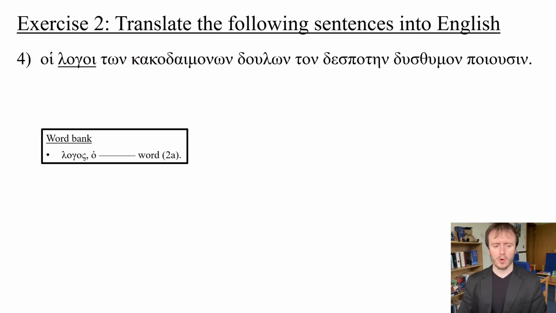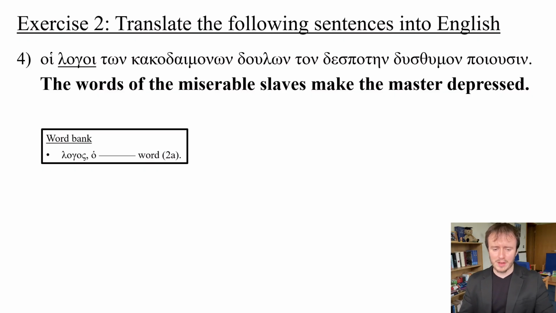Fourthly, we have hoi logoi ton kakodaimonon doulon ton despoten dus tumon boiusin. You should have translated this one as, the words of the miserable slaves make the master depressed. We know that it means this because hoi logoi are the words in the nominative plural.